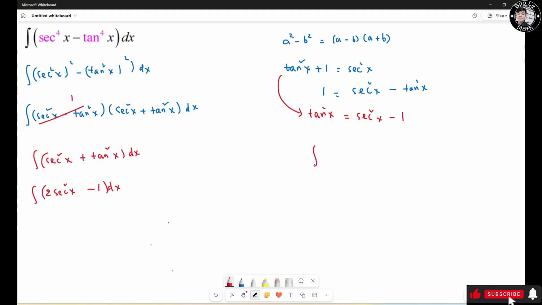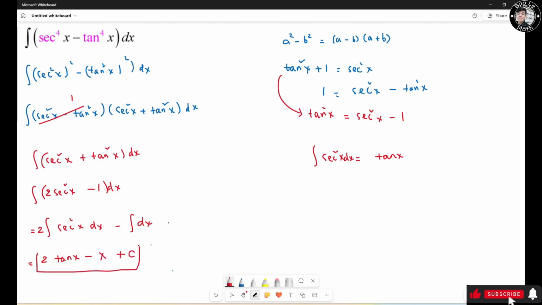Now you know that antiderivative of secant square of s equals tangent s, right? So I'm going to split this one into 2 integrals. The first one is going to be 2 secant square of s ds minus antiderivative of ds, right? So this guy turns out to be 2 tangent s minus s plus c, right? This one is the final answer.